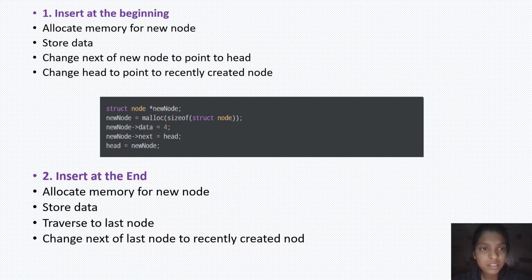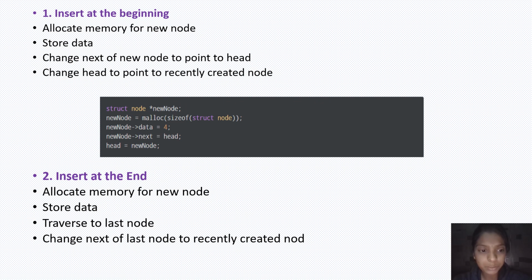And the next one is insertion at the beginning. For the insertion, we have to allocate memory for a new node. We have to store the data, change next of the new node to point to head, and change head to point to the recently created node. Here is the example for insertion at the beginning: struct node *newnode = malloc(sizeof(struct node)); newnode->data = 4; newnode->next = head; head = newnode. Next is insertion at the end.